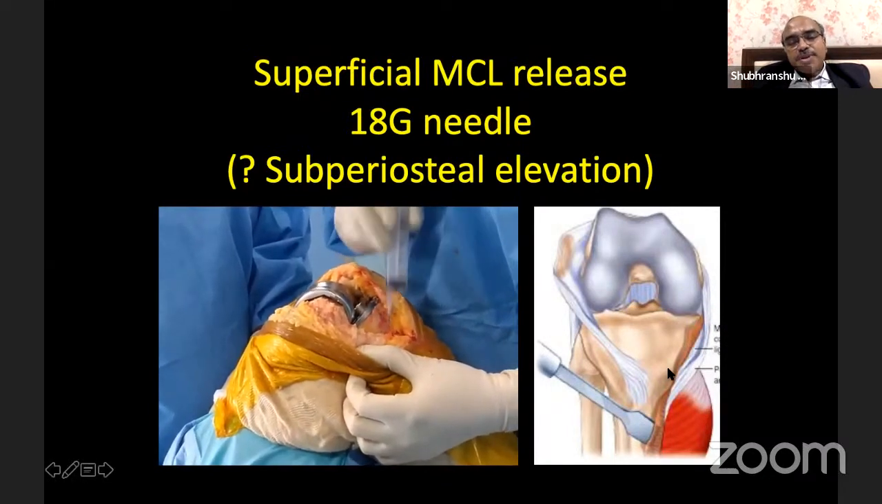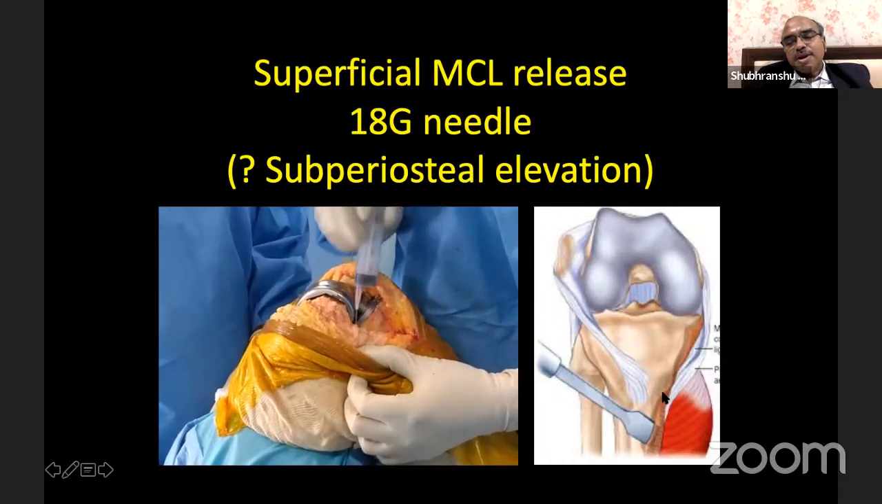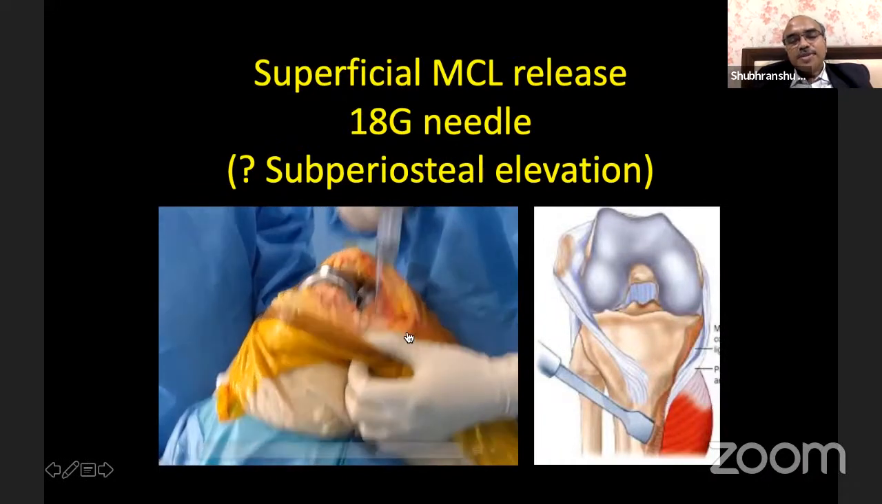Previously, we used to do subperiosteal elevation of the superficial medial collateral ligament. Nowadays, we avoid that and have replaced it with pie crusting of the superficial medial collateral ligament. While elevating superiorly, you may inadvertently release the superficial MCL, leading to gross instability. Moreover, it used to cause a lot of soft tissue injury, hematoma formation, and the patient used to get a lot of postoperative pain. So this pie crusting has helped us to a greater extent, and we are not doing any superior elevation of the superficial MCL.